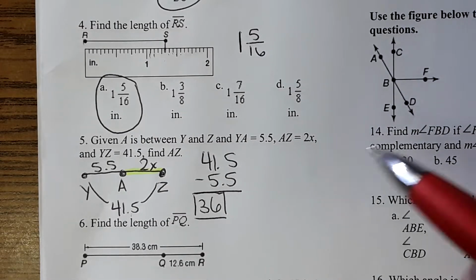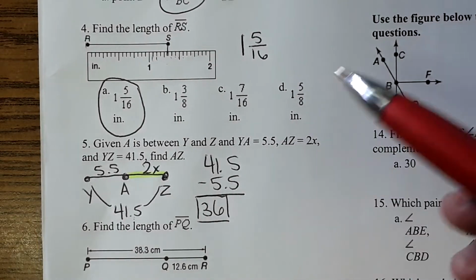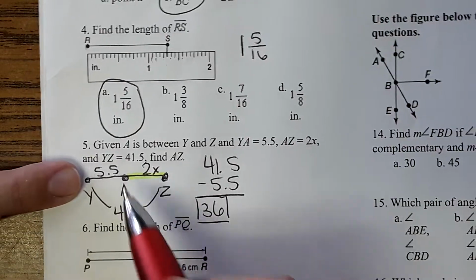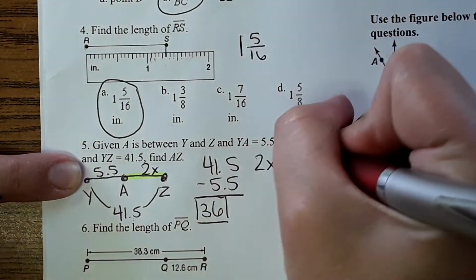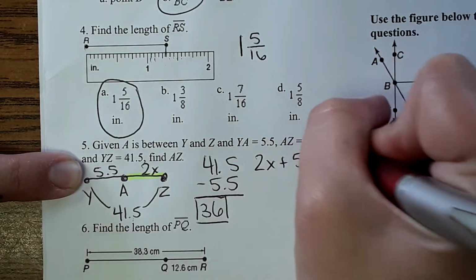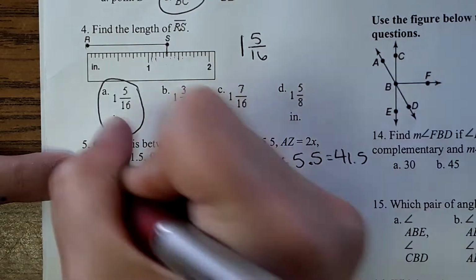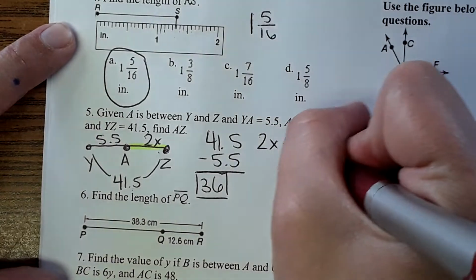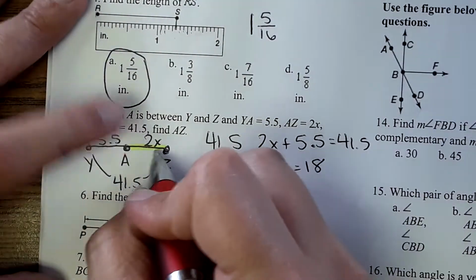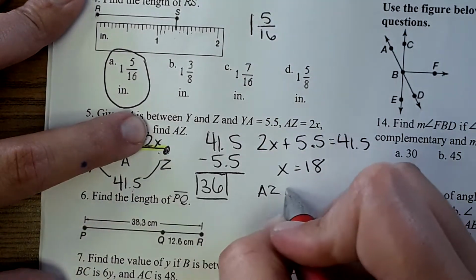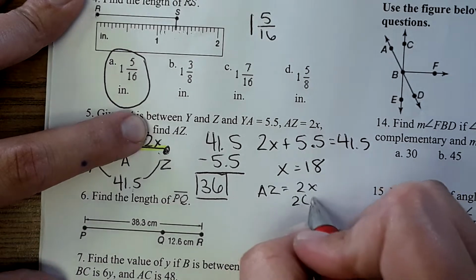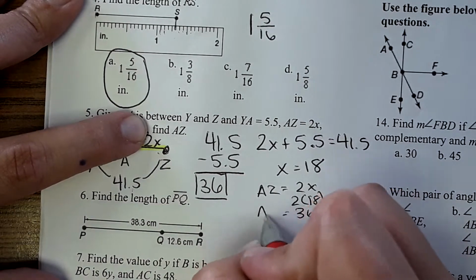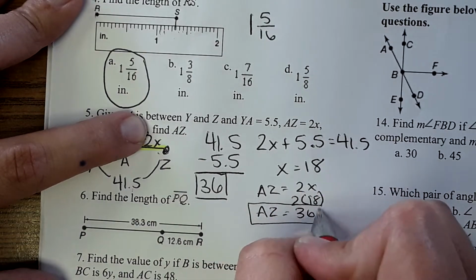That was the short way, but sometimes if they don't have an exact number here, you will have to solve it out. You can just do 2x plus 5.5 equals 41.5. So this plus this equals the entire length. And then you would solve for x equals 18. And then AZ is 2x. So 2 times 18 will give you that length. So that's the longer way, but in this case you could shortcut it.